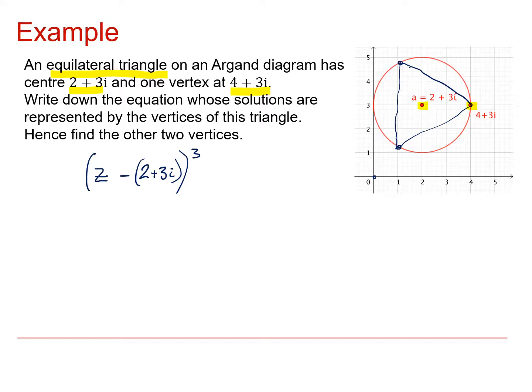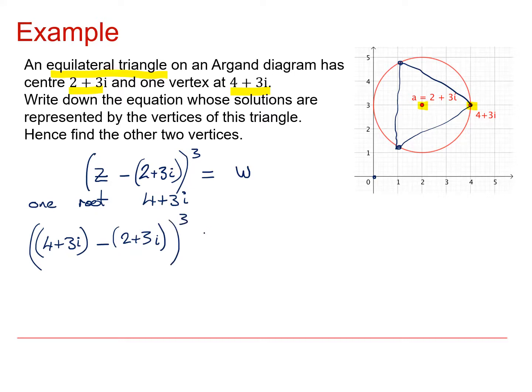So these points are going to be the solutions of this thing equal to some number. I don't know what that number is, so I'll just call it w. What I do know is that 4 plus 3i is one solution. So if I plug 4 plus 3i into that equation, I should be able to find w. So 4 plus 3i minus 2 plus 3i, all cubed, is equal to w. In the bracket, 4 minus 2 is 2, and 3i take away 3i is nothing, so I've just got 2 inside the bracket, and that's cubed. So w is equal to 8.